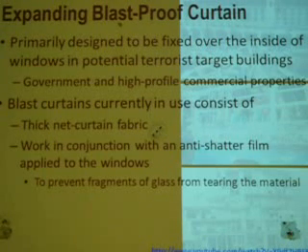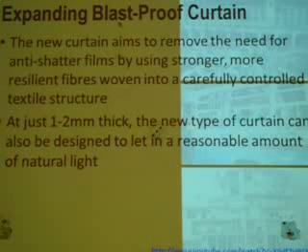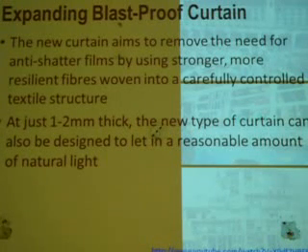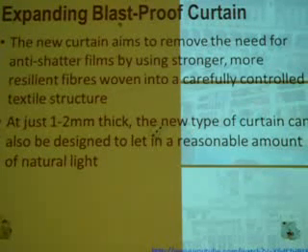Glass curtains currently used consist of thick net curtain fabric, which are applied in conjunction with anti-shatter film applied over the glass of the window. The new curtain will remove the need for anti-shatter films by using stronger, more resilient fibers woven into a carefully controlled textile structure. At just 1 to 2 millimeters thick, the new curtain is designed to let in a reasonable amount of natural light, thereby reducing the need for electricity for lighting inside the building.